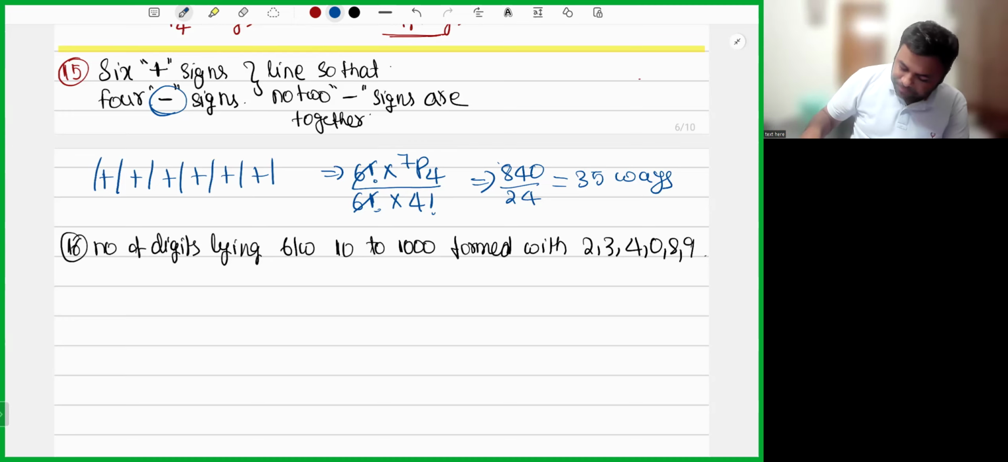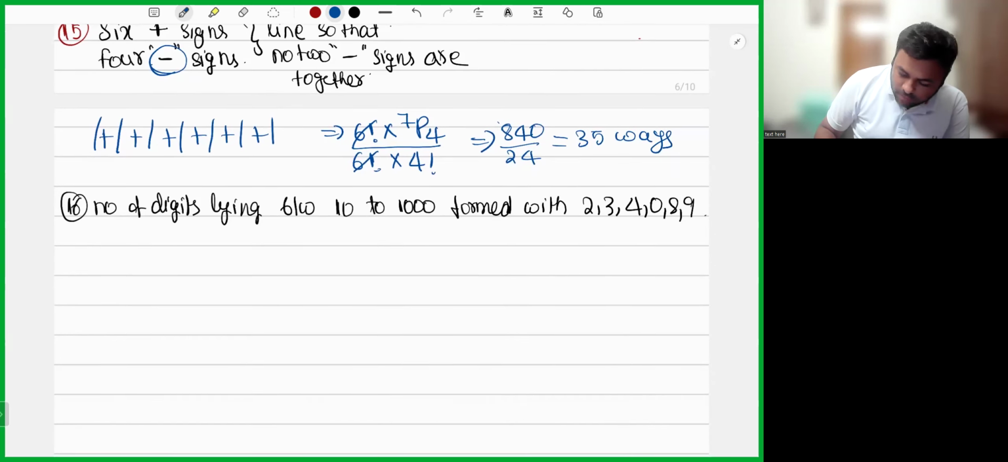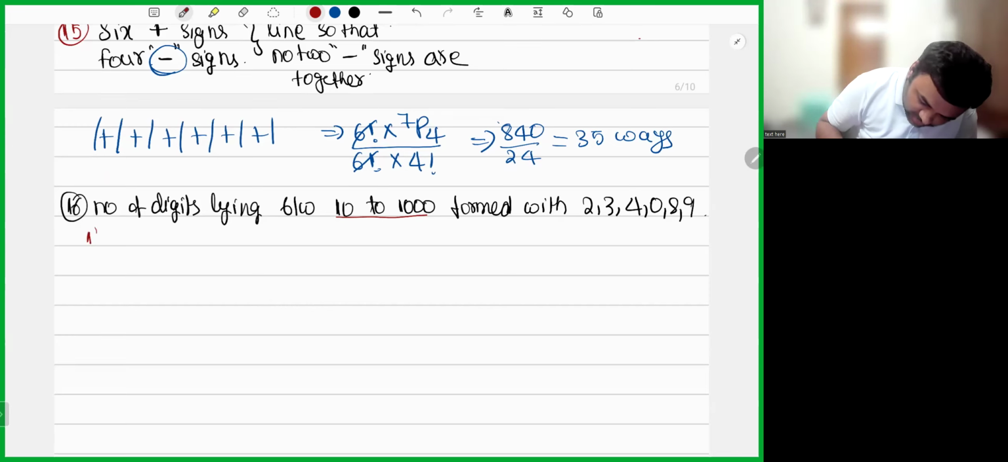Next, the number of digits lying between 10 and 1000 formed with 2, 3, 4, 0, 8, 9. What are the numbers we have from 10 to 1000? First, I'll say that a 2-digit number is possible.